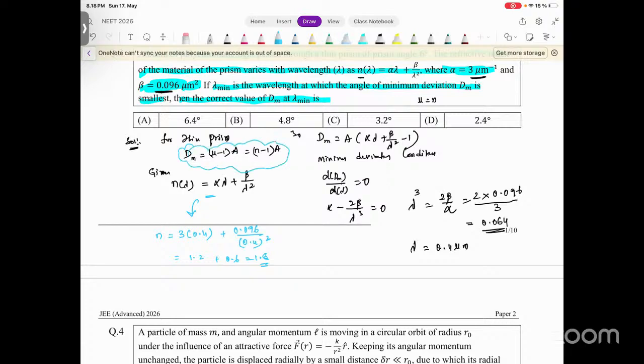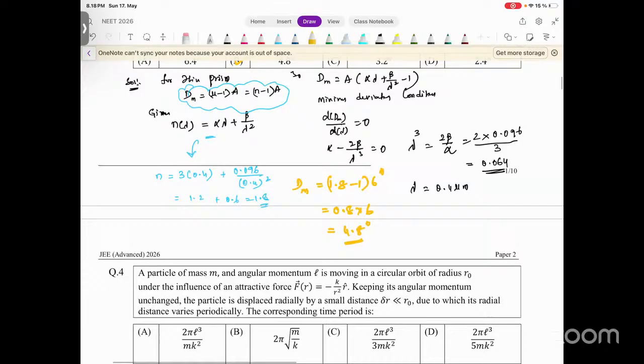use this one. So the minimum deviation will come out for me, delta minimum is equal to, the refractive index is 1.8, what I got, minus 1, into 6 degrees. So that will come out for me 0.8 into 6 degrees, so it will be 4.8 degrees. This will be the answer, so the best option is third. Okay.